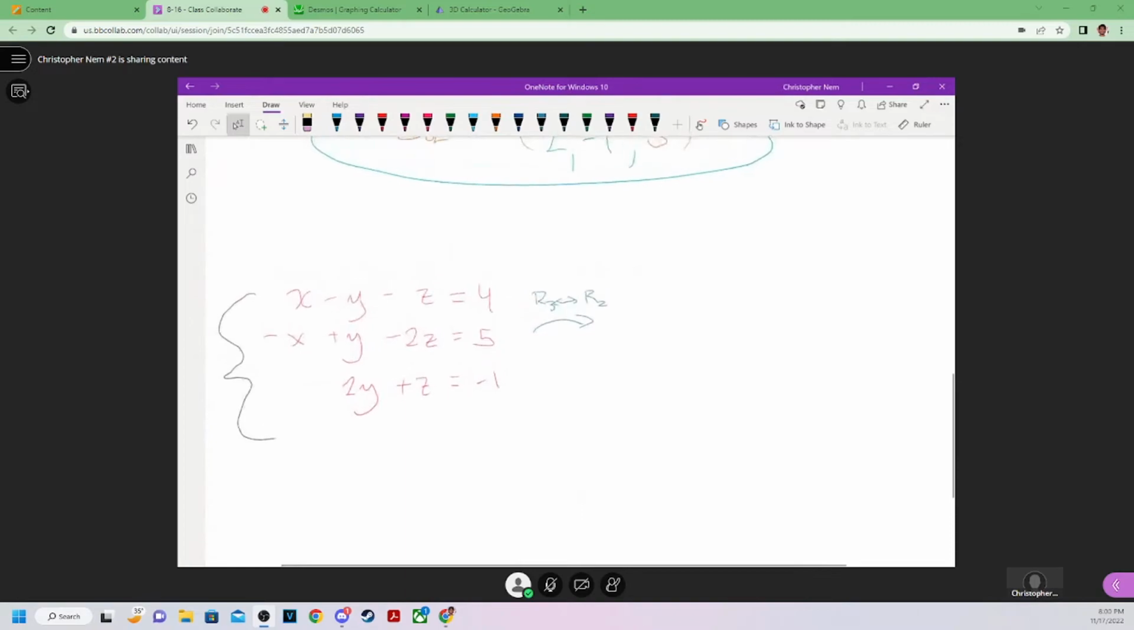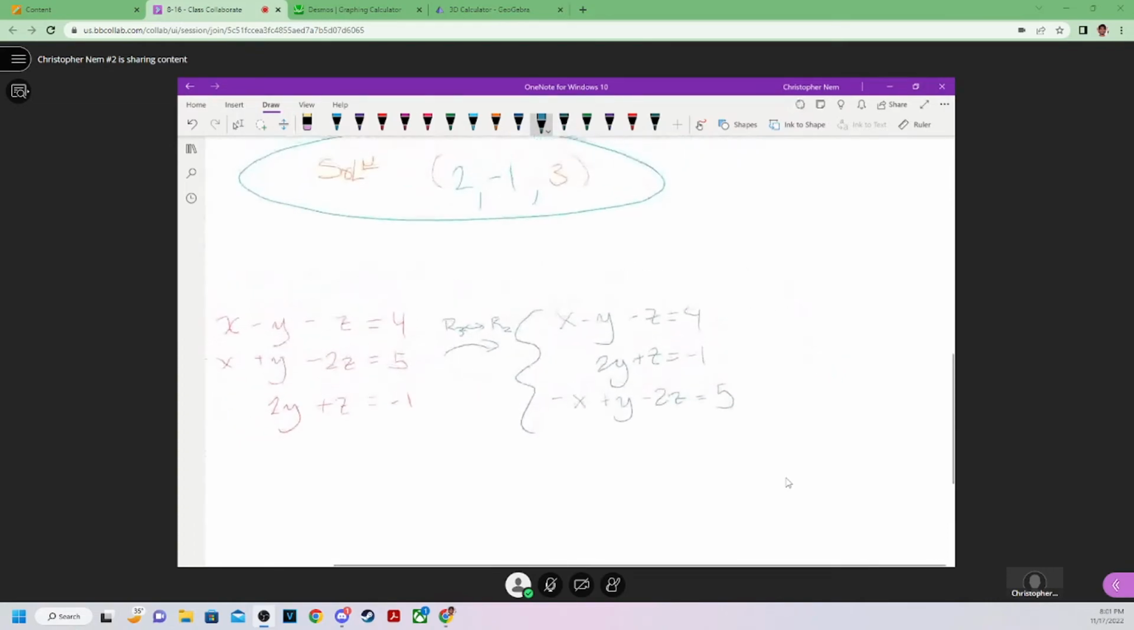If I swap them together, I get x minus y minus z equals 4, 2y plus z equals negative 1, and I get negative x plus y minus 2z equals 5. Boom. So now I've already got rid of the x term by swapping the rows. It's very nice in that case. If one of the rows has already lost that term, go ahead and swap it. It might be easier. It might save you a lot of work.